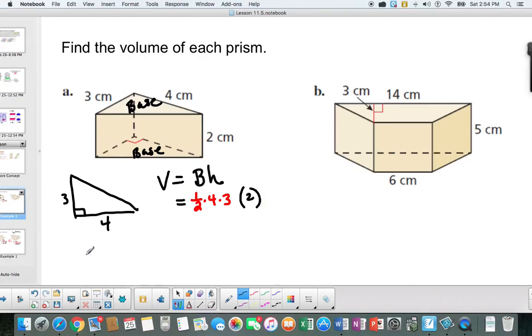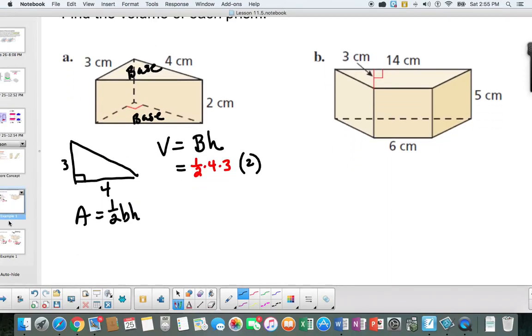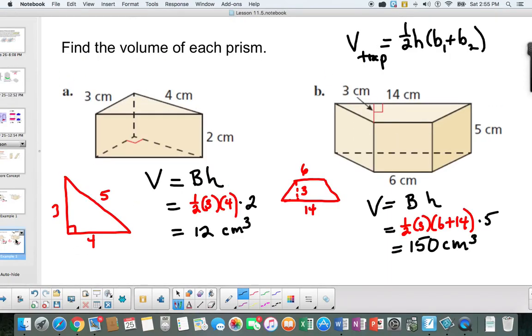Now I want to make a distinction between the B's that I'm using here. This capital B stands for area of the base, where this little b stands for just the length right here. So be very careful how you use your capital and lowercase. Now let's go to the next screen so you can see how I did the second problem. What I did is I drew the base, which is a trapezoid. And if you forgot the area of a trapezoid, here it is right here. I went ahead and put all the numbers in, times it by how tall it was, and I got my volume.